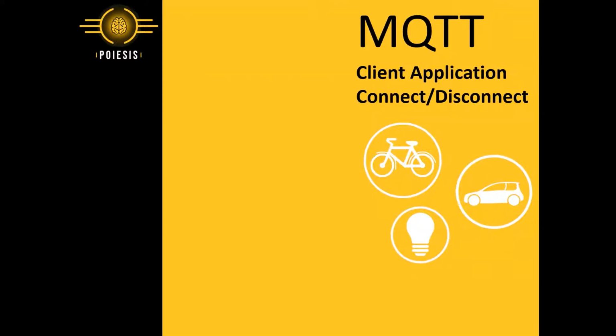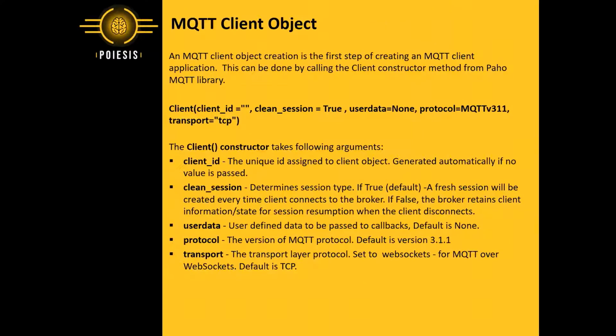This is the fourth video session in the MQTT video series, and in this video session we are going to learn how to build an MQTT client application. MQTT client object creation is the first step of creating an MQTT client application. This can be done by calling the client constructor method from the Paho MQTT library.